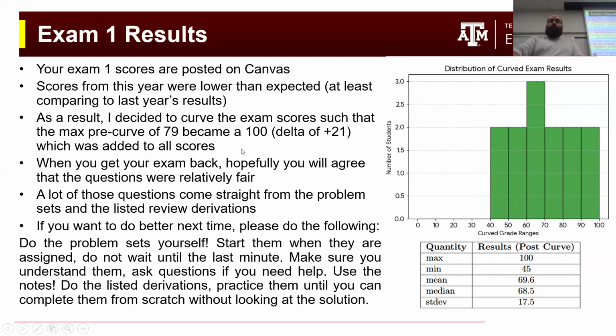Before the curve, the highest score was a 79. And the way that I curved it is I turned that 79 into a 100, which means I added 21 points to that highest score. And then I took that 21 and added it to all of the other scores. So when you're seeing your grade on Canvas, that's the grade including that plus 21 point curve.